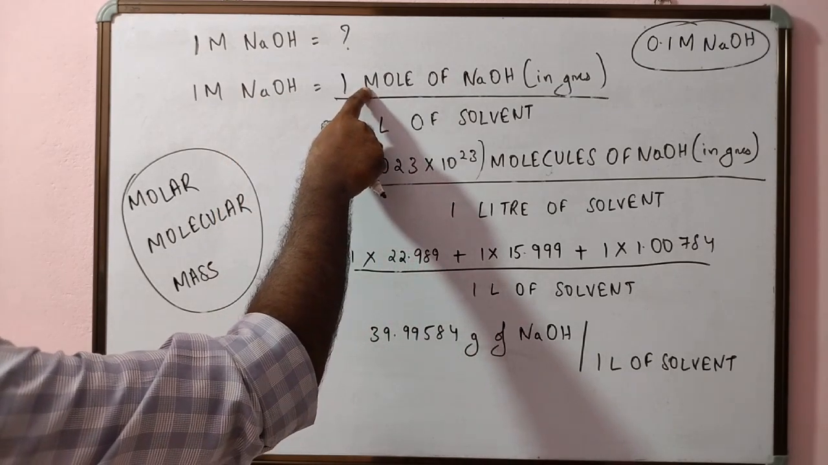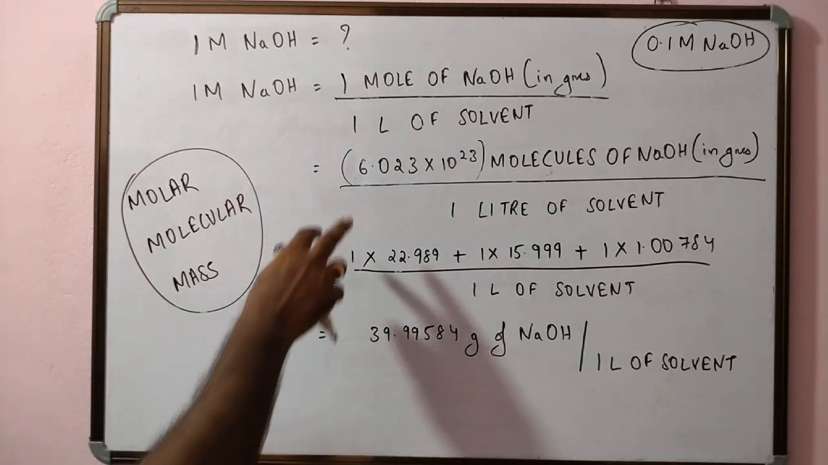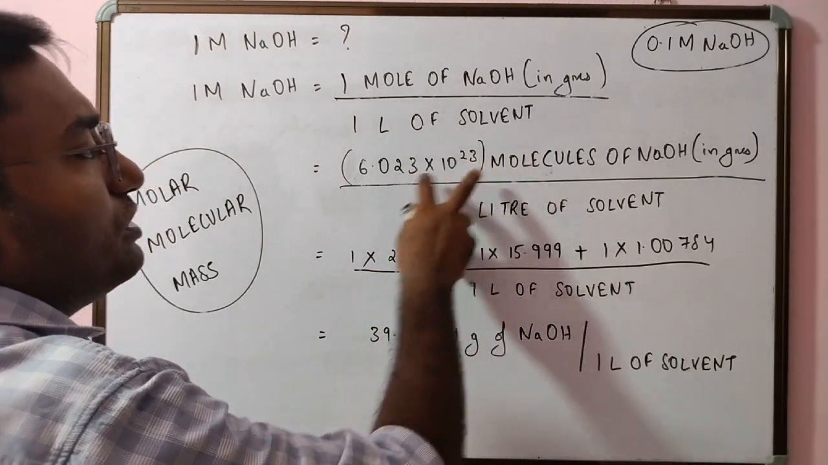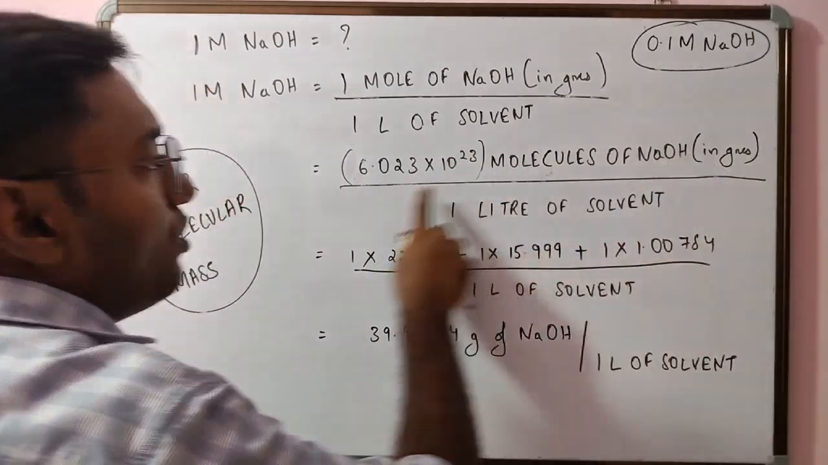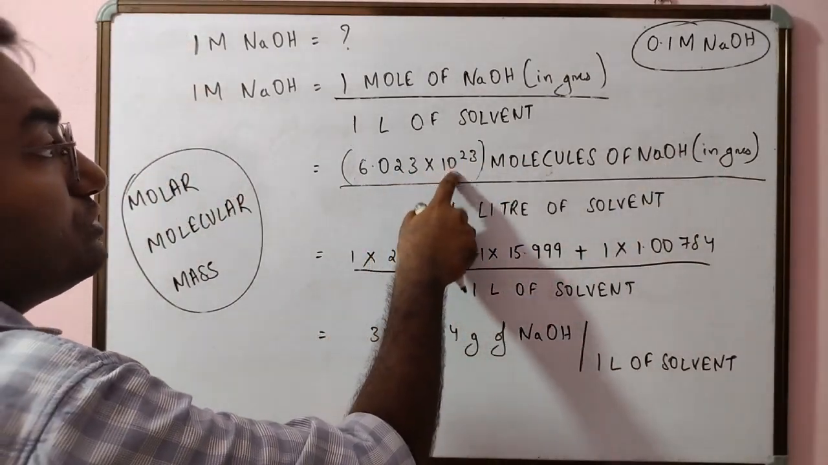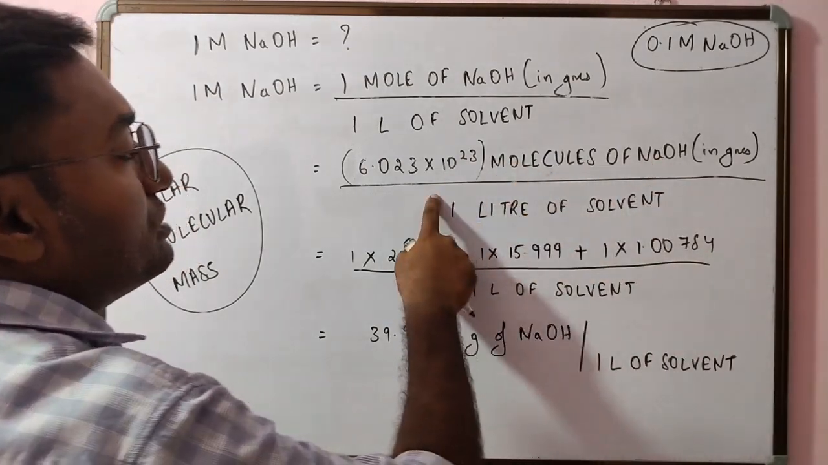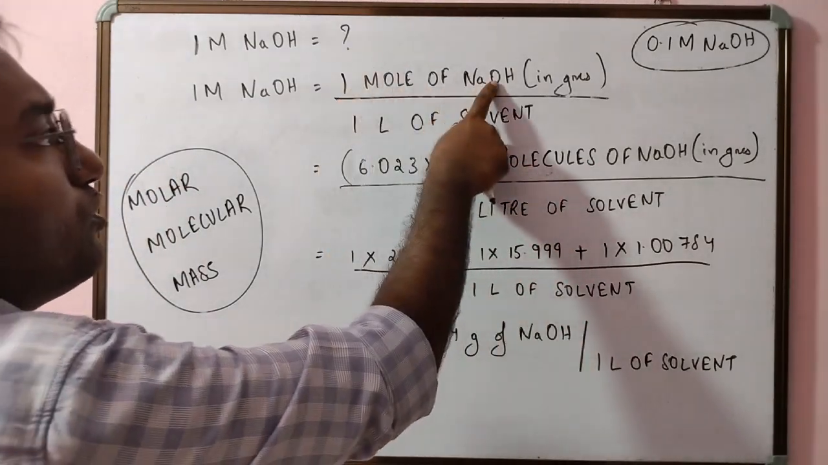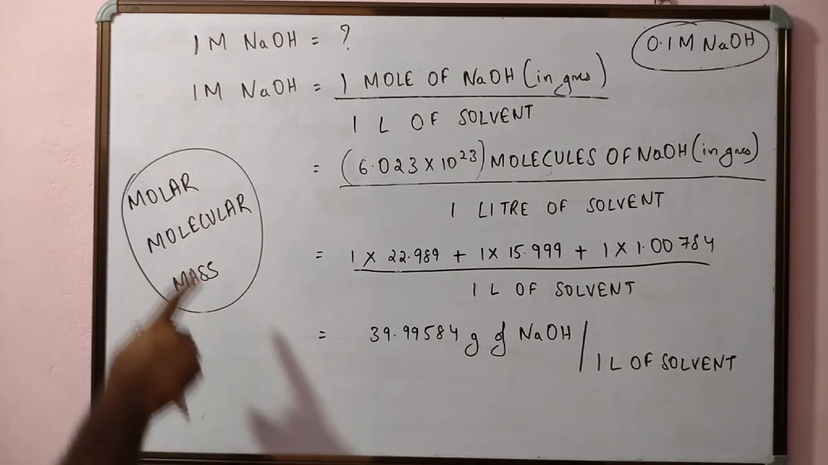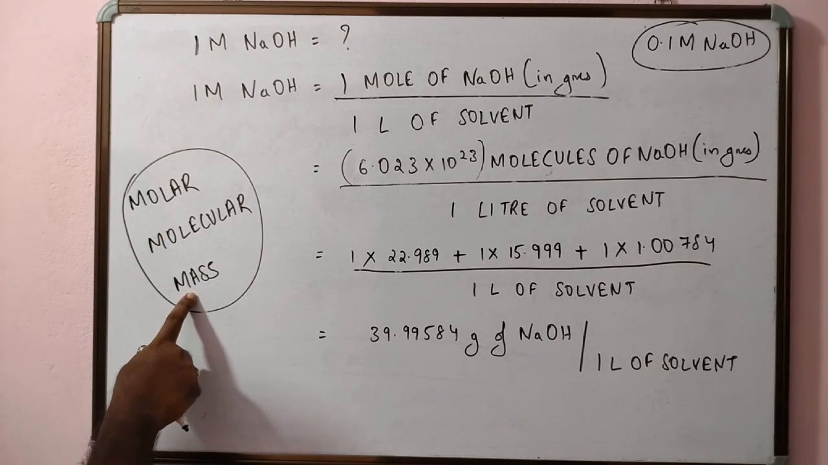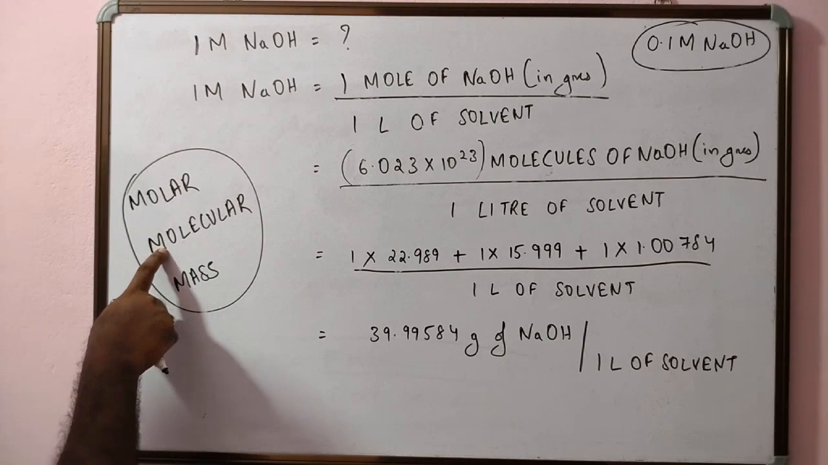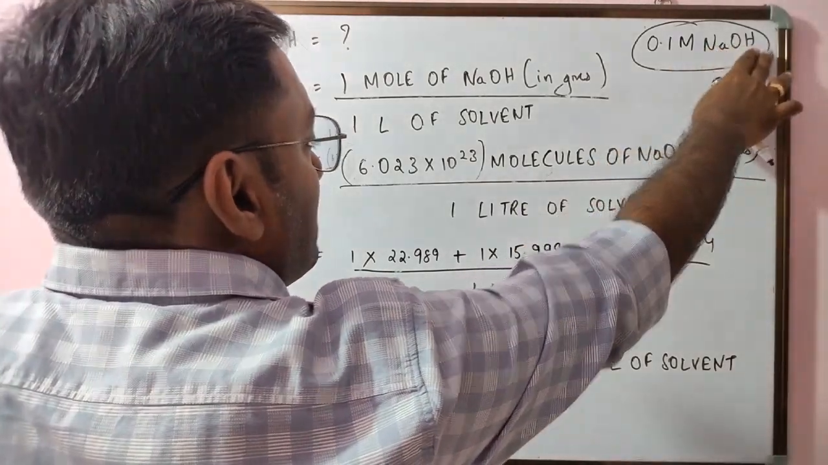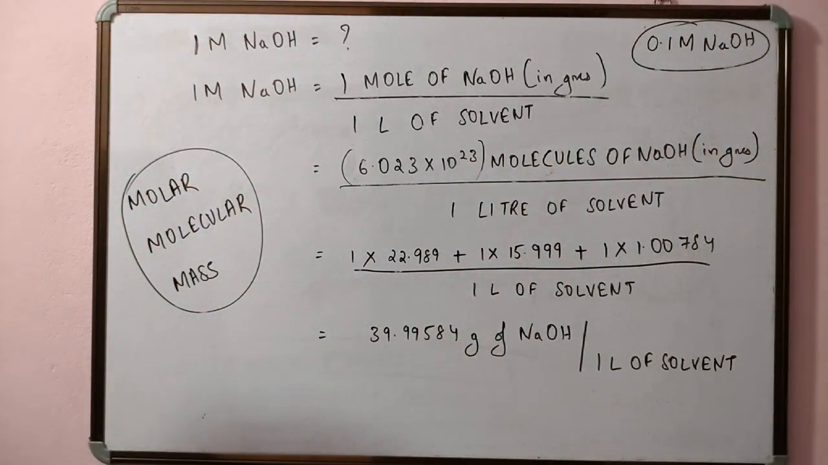Alright. 1 mole is the Avogadro's number, which is 6.023 into 10 raised to the power 23 molecules. So that would be the weight in gram of 6.023 into 10 raised to the power 23 molecules of NaOH. This weight in gram of 1 mole of NaOH is called the molar molecular mass. What is molar molecular mass? It is simple. It is the sum of individual atomic masses. And how do we obtain it?